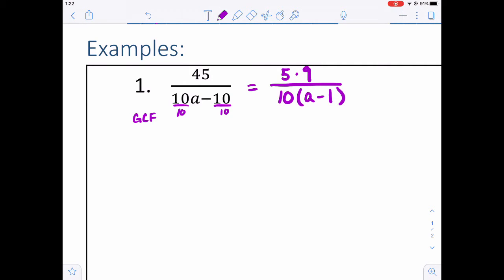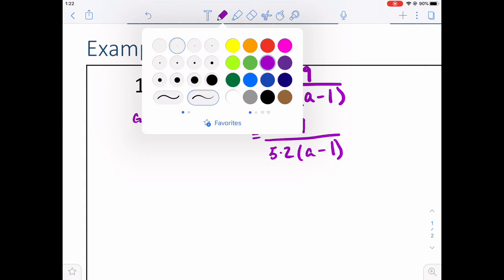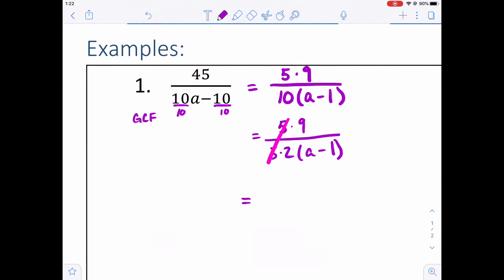So we can't cancel anything the way it stands, but we can factor 10, right? 45 is 5 times 9. 10 is 5 times 2. We have a minus 1. And so what we see is that these 5s go away. So we end up with 9 divided by 2, minus 1. We're going to see in our next unit that sometimes it's really nice to leave this factored instead of recombining it. So we're going to leave our answer like this. Let's try another one.